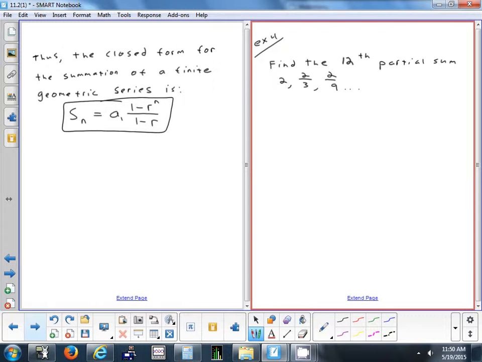Right, so let's find the 12th partial sum for this geometric sequence. Well, first thing I need to figure out is my first term. Colby, what's my first term here? 2. Yep, 2. Next thing I should try to figure out is my common ratio. Okay, what I'm multiplying by each time.